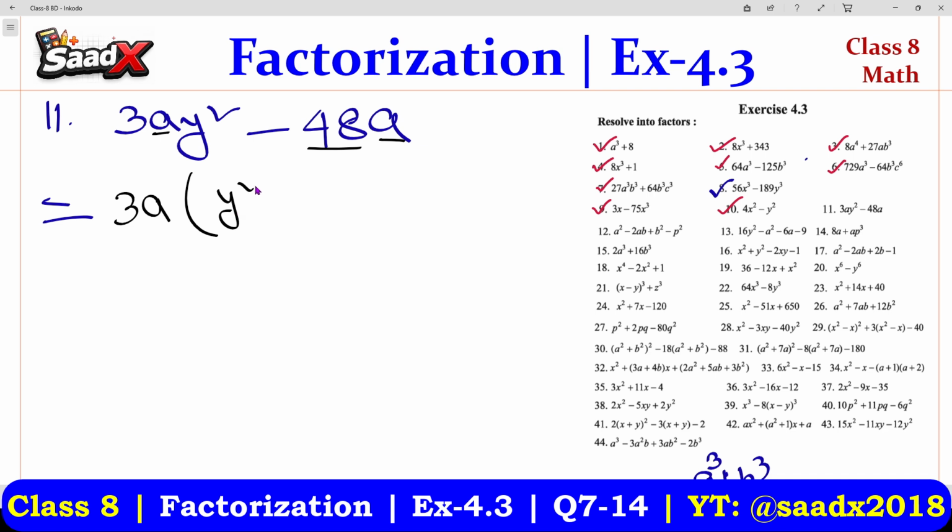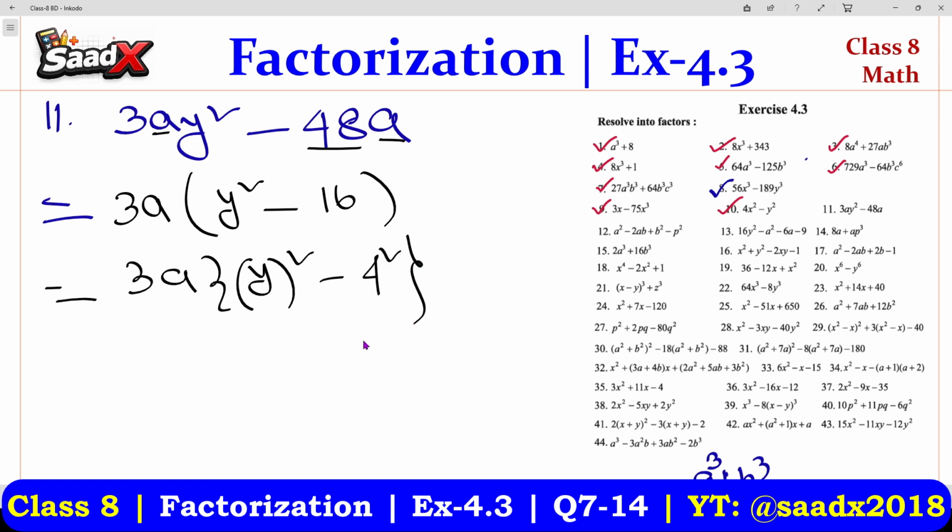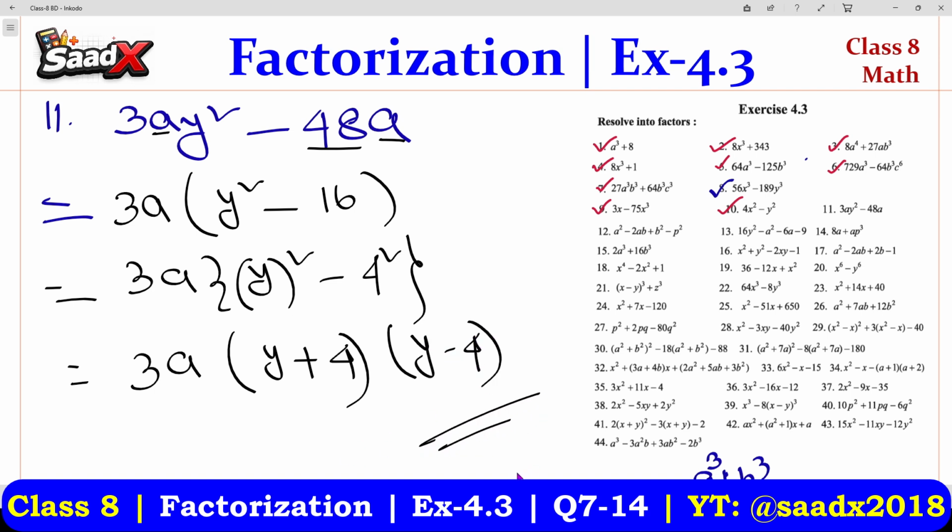So here will be y square. 48 divide 3 is 16. A divide a is 1. So here is just 16. Now look, this one we can write y square minus 4 square. Okay, so here is 3a, y plus 4 and y minus 4. So this is our answer.